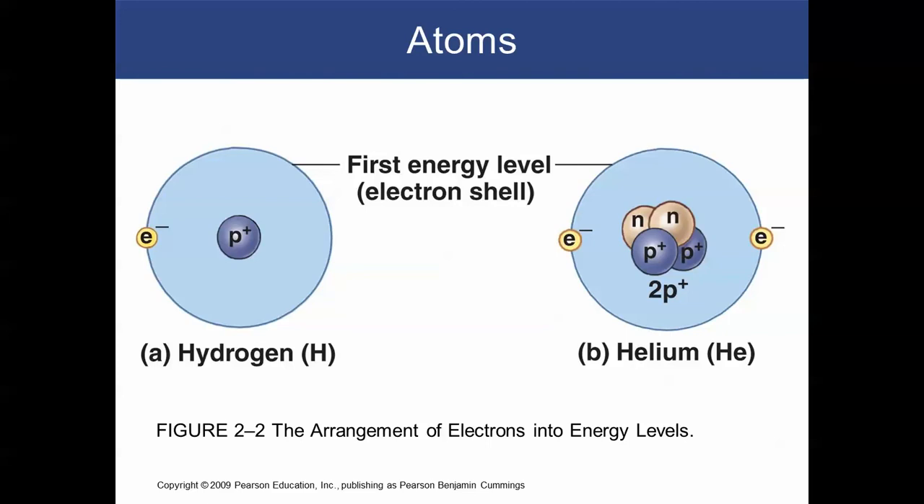So here's an example of hydrogen here. This is the first electron shell, and this is helium. Hydrogen only has 1 electron, and helium has 2 electrons. So this shell is full. This one really needs another electron.